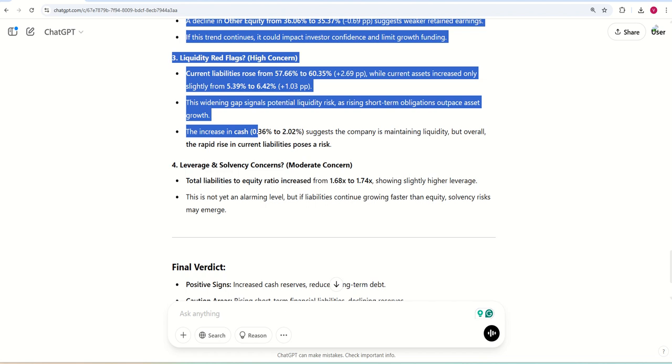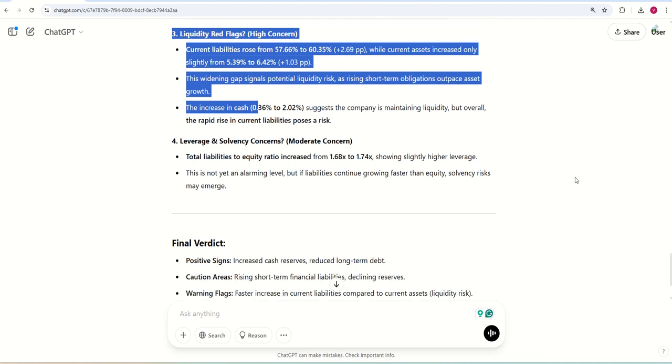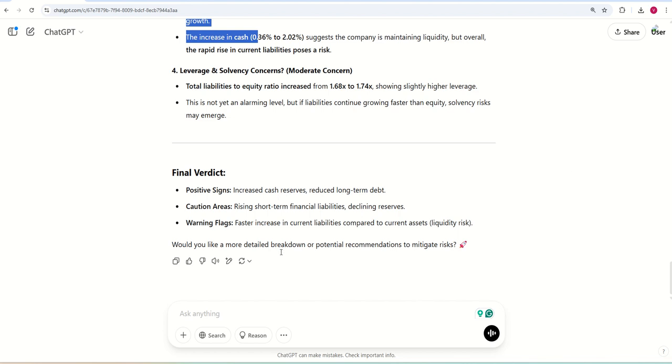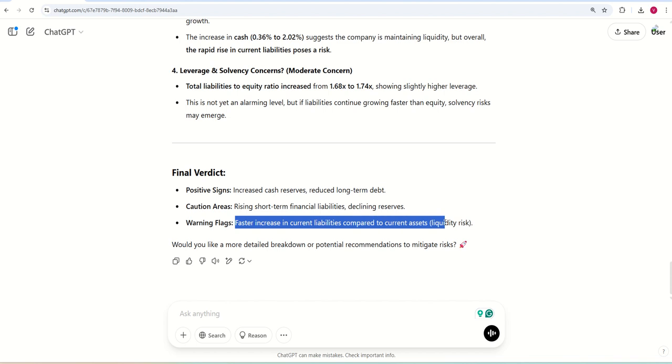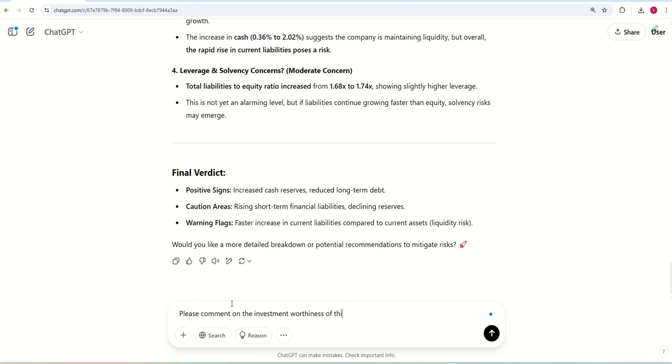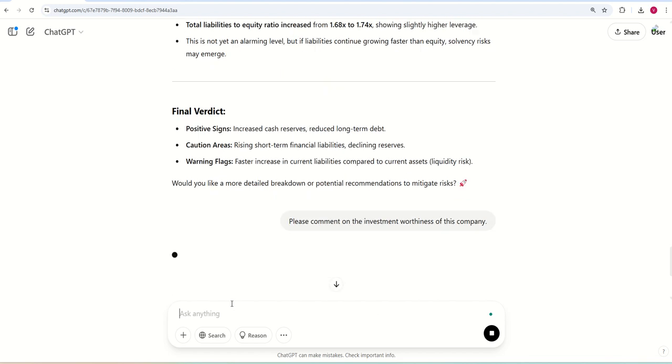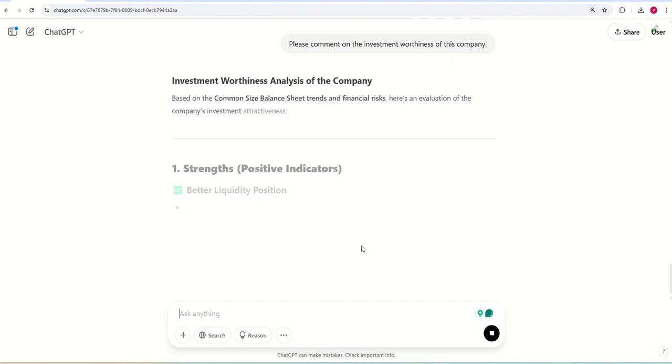The common size balance sheet you can get from a website, or you yourself can put it in Excel and get the output, but that's not important. Getting the inference is very much important. I can extend this analysis by asking about the warning that a faster increase in current liabilities compared to current assets is a liquidity risk. Please comment on the investment worthiness of this company. So let us see what view it has.